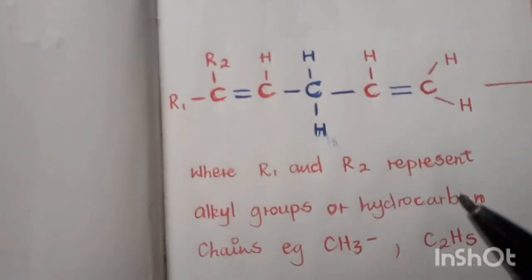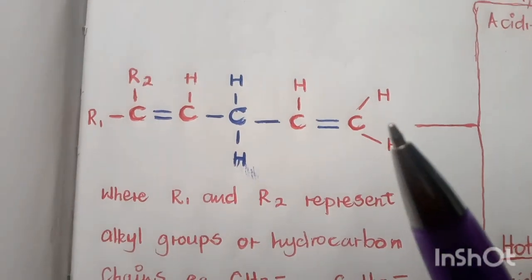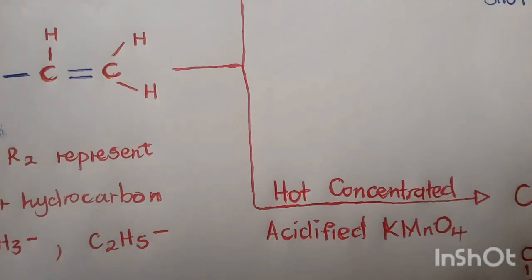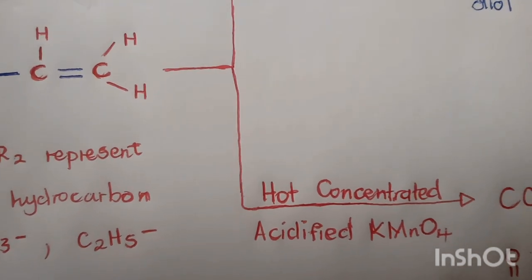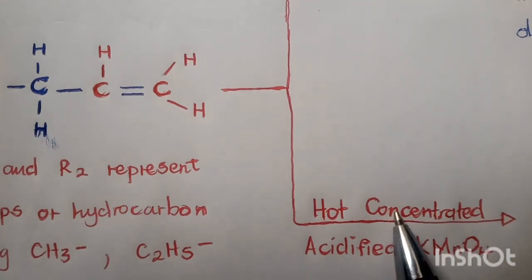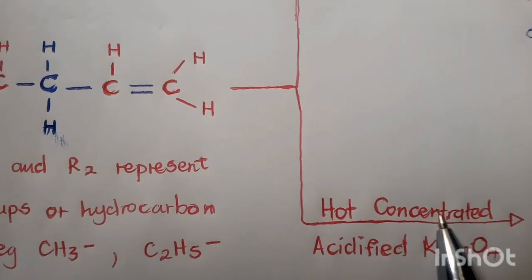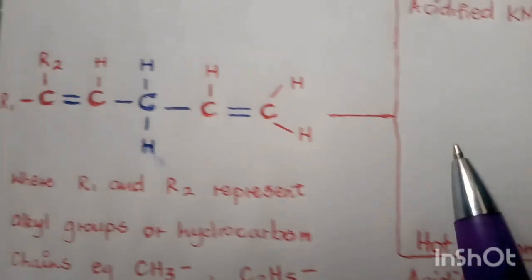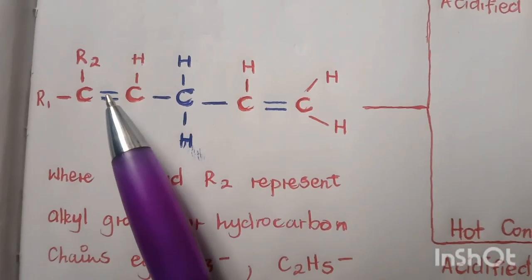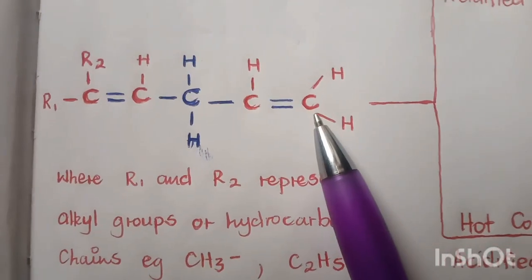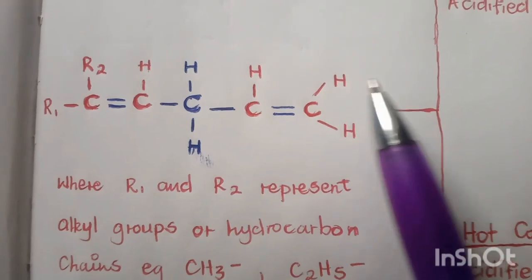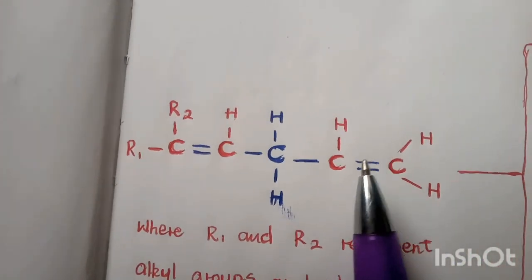Now, the situation is a bit different if we were to use hot concentrated acidified potassium manganate, like in this case. What happens here is if we use these conditions, hot, concentrated, this will lead to a rupturing or breaking of the double bond. In other words, wherever the double bond was, will be broken into two parts. In other words, the molecule will be broken into parts.